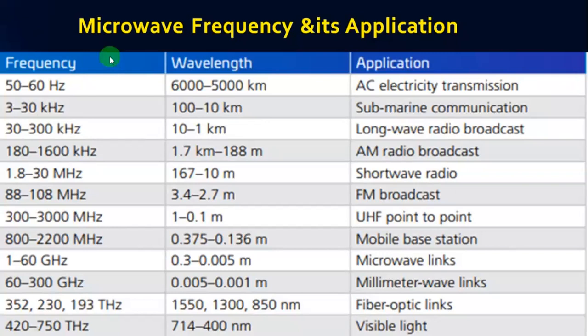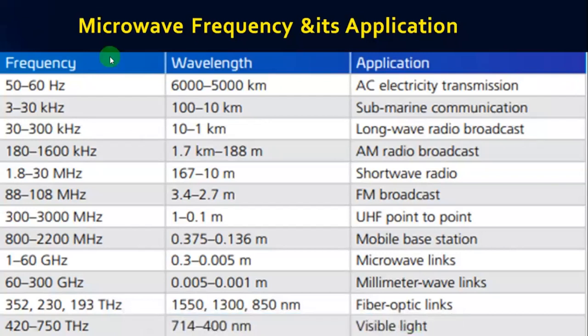Actually, when the frequency is high, the antenna size is minimum. So for amplitude radio broadcast, we use the frequency range 180 to 1600 kHz. So this is the frequency range. Our most important frequency range here is the microwave frequency range for the microwave links.